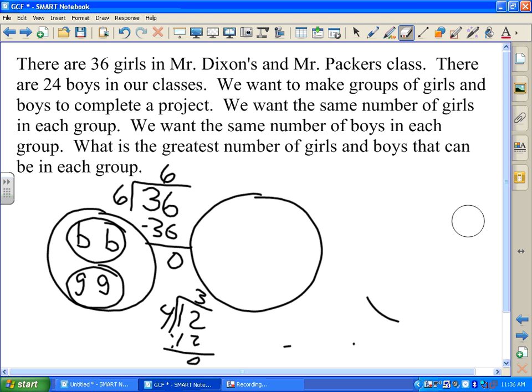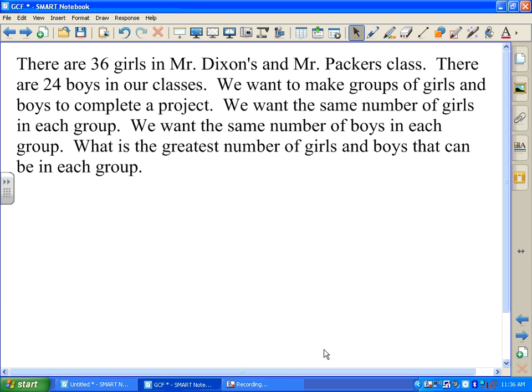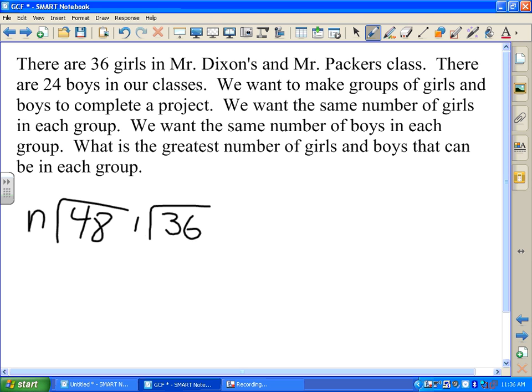Okay, so take out your whiteboards quickly and quietly. Let's solve this problem together. Okay. So this is what it is asking. I want to know if I take 48 girls and 36 boys and I divide them by the same number, by the greatest common factor, this will be how many kids will be in each group, correct?